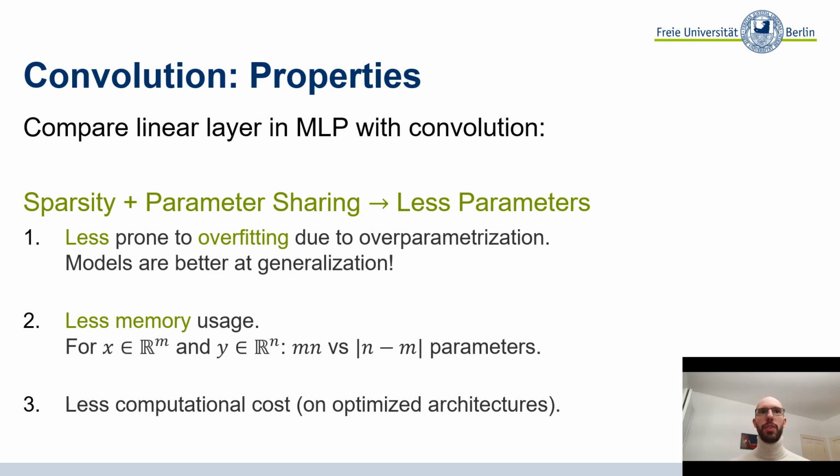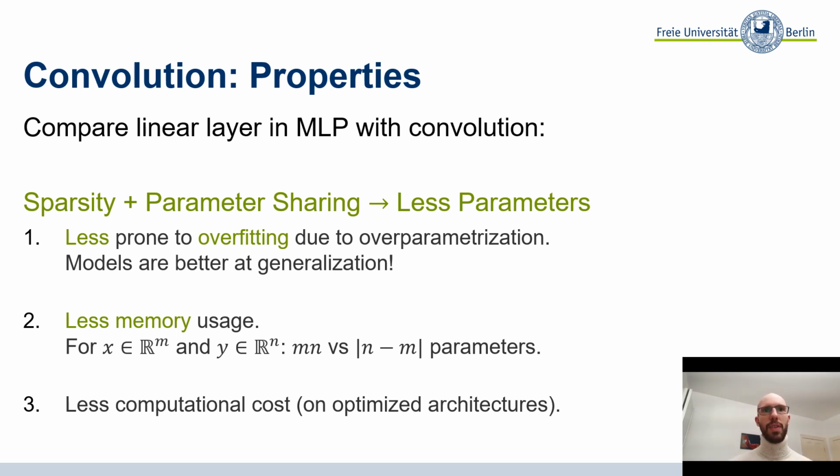If we take those two properties together, sparsity and parameter sharing, we get a nice property, namely that we have fewer parameters. And this is good because, first of all, fewer parameters means that we are less prone to overfitting due to overparameterization. The reason is that when you have many weights or parameters that you can tune in your network, your model can just learn your data by heart. And obviously this is not good when you have new, out-of-sample data. When it's possible to have models with fewer parameters, these tend to be better at generalization than large models.